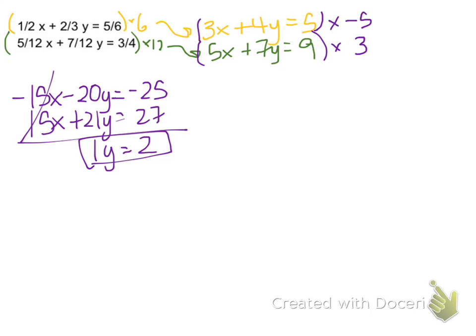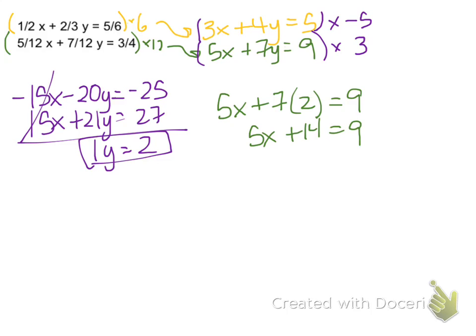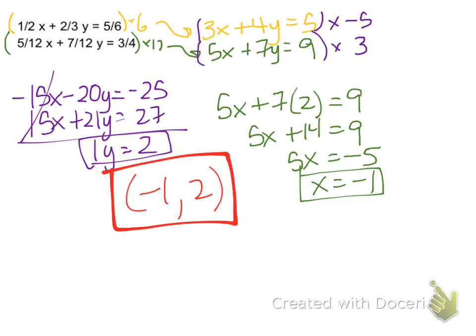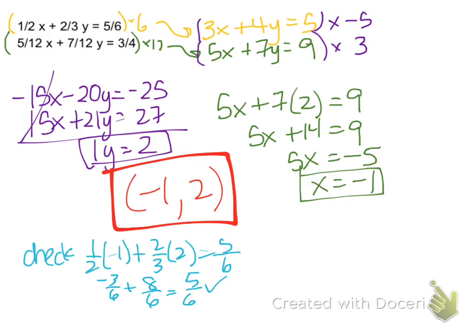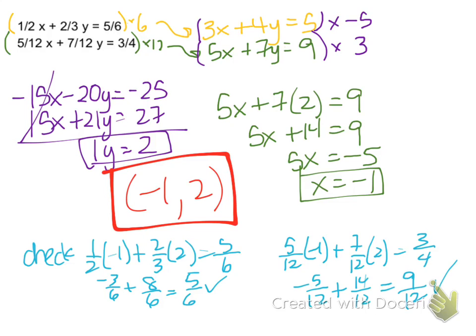And when I add these together and solve, I get that 1y, or y, equals 2. If I go ahead and plug that into either one of my modified original equations, making it easier, I get that x equals negative 1. So my solution is negative 1, 2. And I went ahead and checked this, and you can see that it does work.